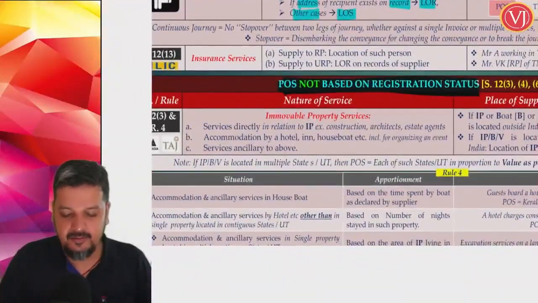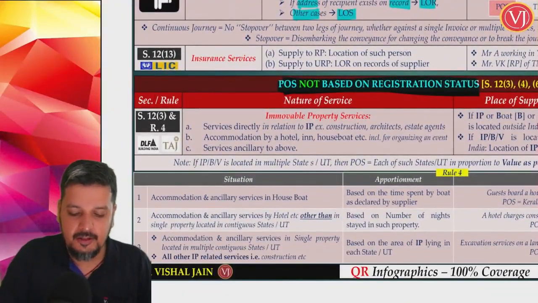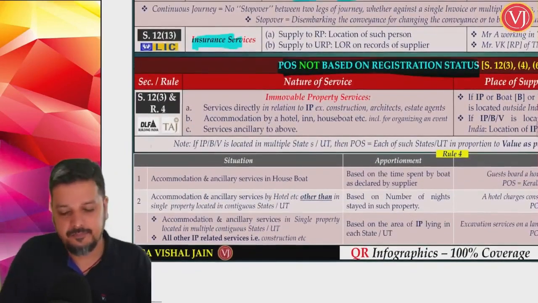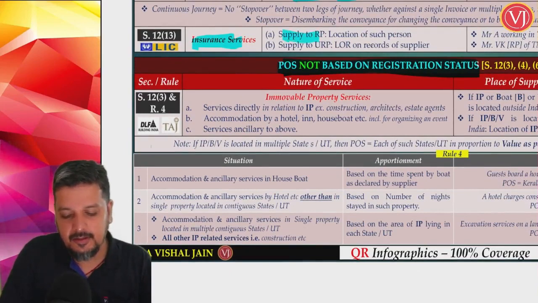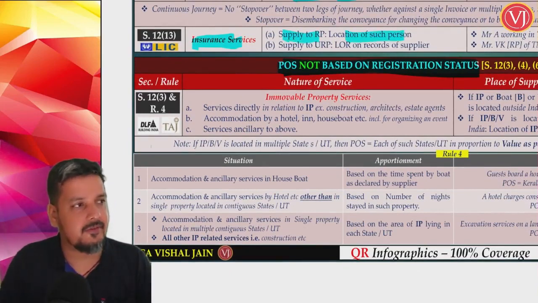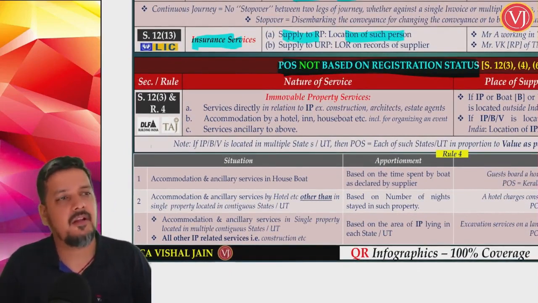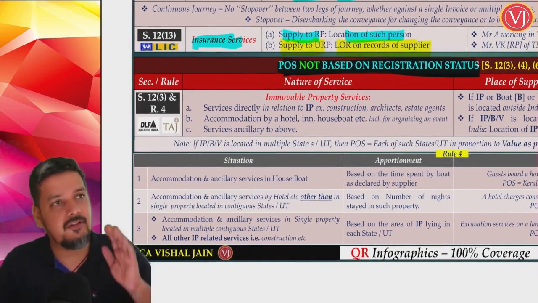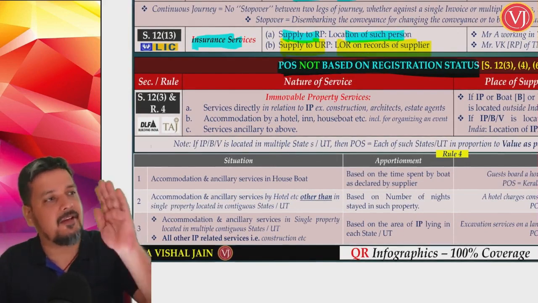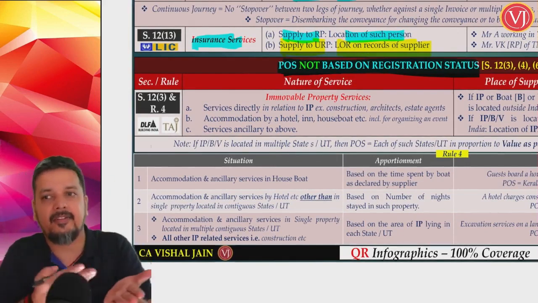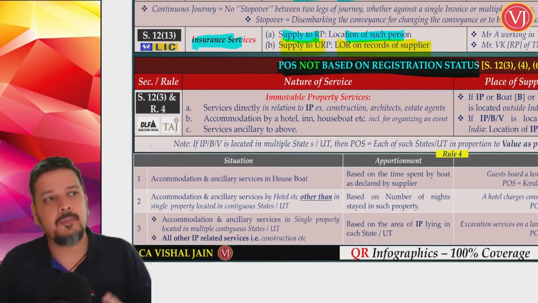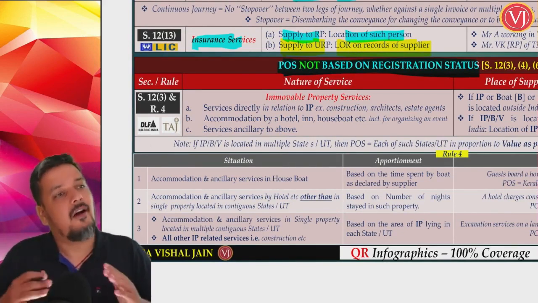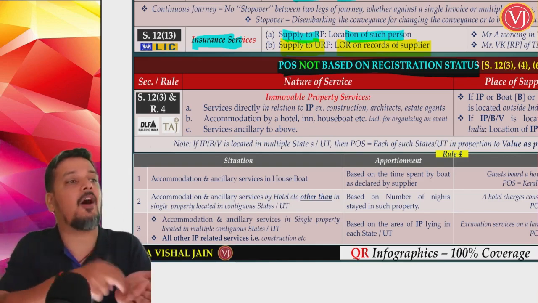Now, next is where you're talking about your insurance service. B2B: location of the registered person, if the recipient is a registered person. B2C: in the insurance case, it will always be the recipient's place because the address is always on record. B2B, location of registered recipient. B2C, also location of recipient which is available on records.